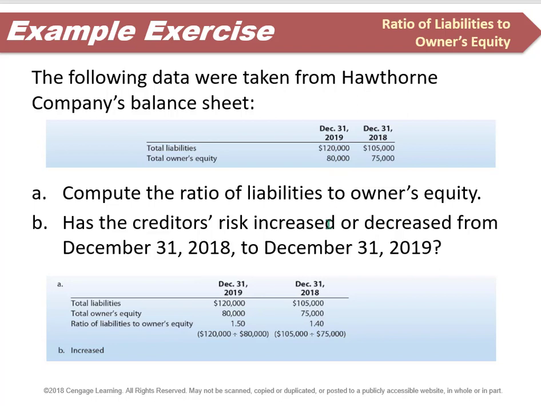So let's compute the ratio of liabilities to owner's equity. We're just going to take 120 divided by 80, which is 1.5, and in 2018 it was 105 divided by 75, which is 1.4. Okay, so what's happened to the creditors' risk in this time period? Risk has increased, because we've got more liabilities for every dollar of equity. All right, and that's all there is to it.